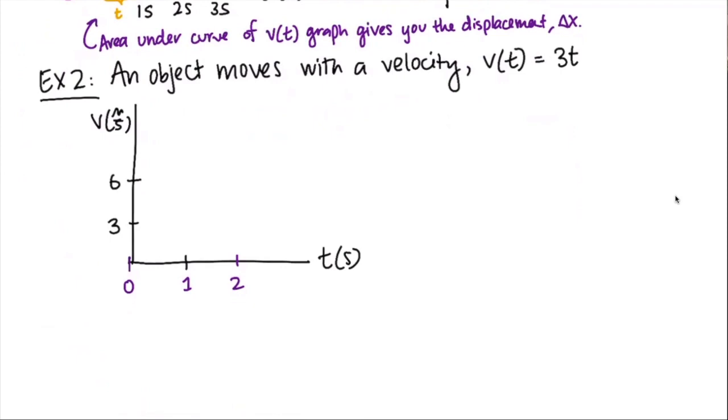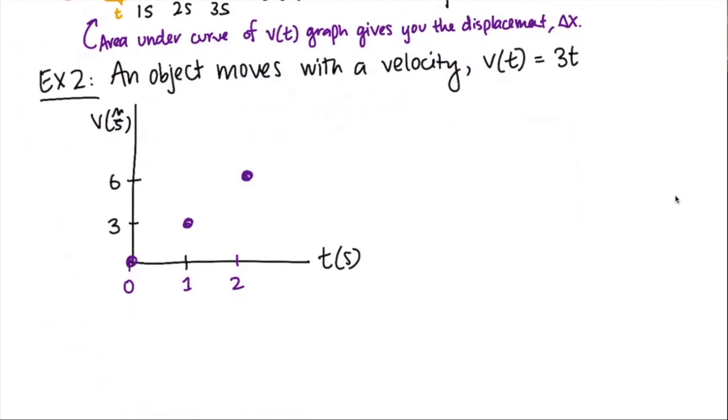So it says this object moves with a velocity function, v of t equals 3t. Okay, so I could like quickly map out what that looks like. At t equals 0, my object would have 0 velocity. At t equals 1, my object would have 3 meters per second of velocity. T equals 2, 6 meters per second.